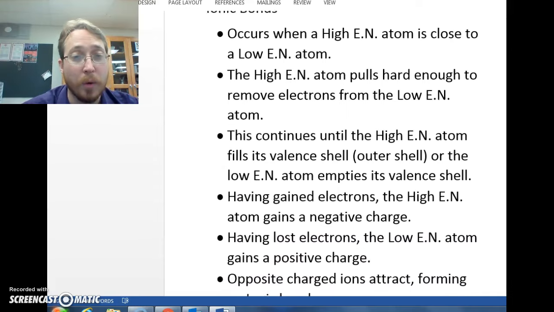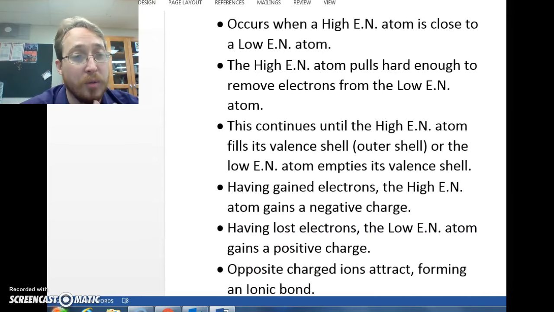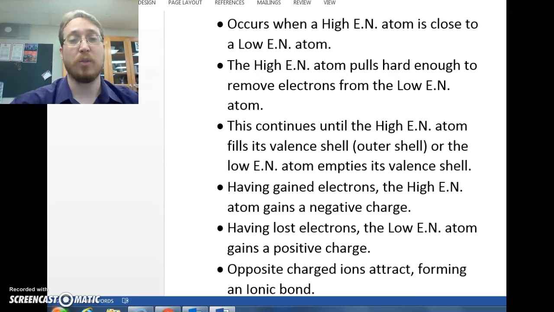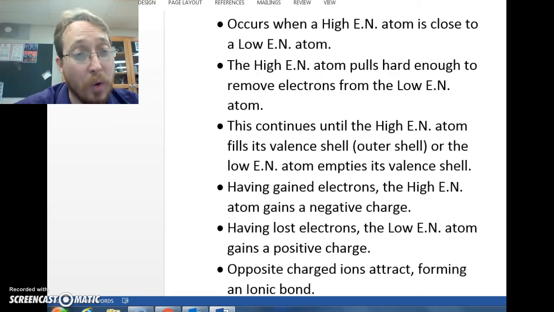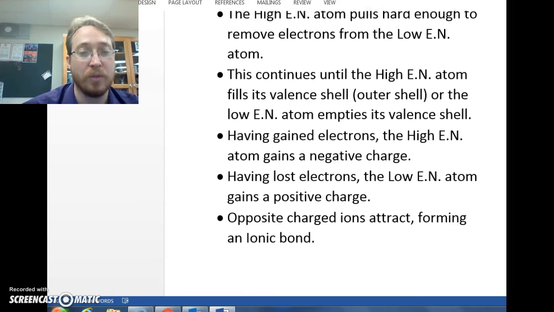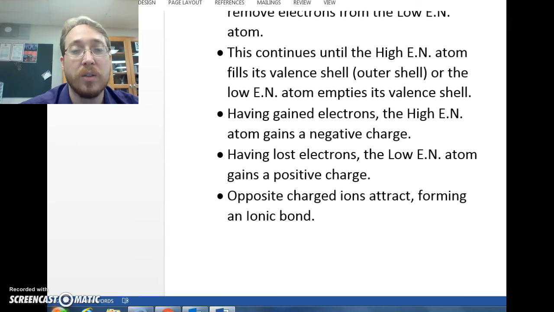Ionic bonds will form when a high electronegative atom is close to a low electronegative atom. The high electronegative atom will pull hard enough to remove electrons from the low electronegative atom. And they'll continue doing this until the high electronegative atom fills its valence shell of outer electrons, or the low electronegative atom empties its valence shell. Having gained the electrons, the high electronegative atom has a negative charge. Having lost electrons, the low electronegative atom has a positive charge, and opposite charged ions attract, forming an ionic bond.